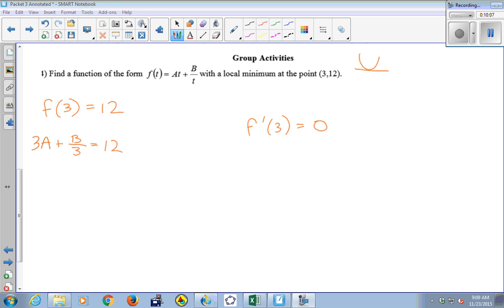So I'm going to take the derivative of f. What's the derivative of at? If t is our independent variable, the derivative of at is a. And what's the derivative of b over t? Negative b over t squared. Just think of that as b times t to the negative 1. Do the power rule. So you get negative b over t squared. So then f prime of 3 means plug a 3 into the f prime formula for t. So I get a minus b over 9 equals 0. So there's my other equation.